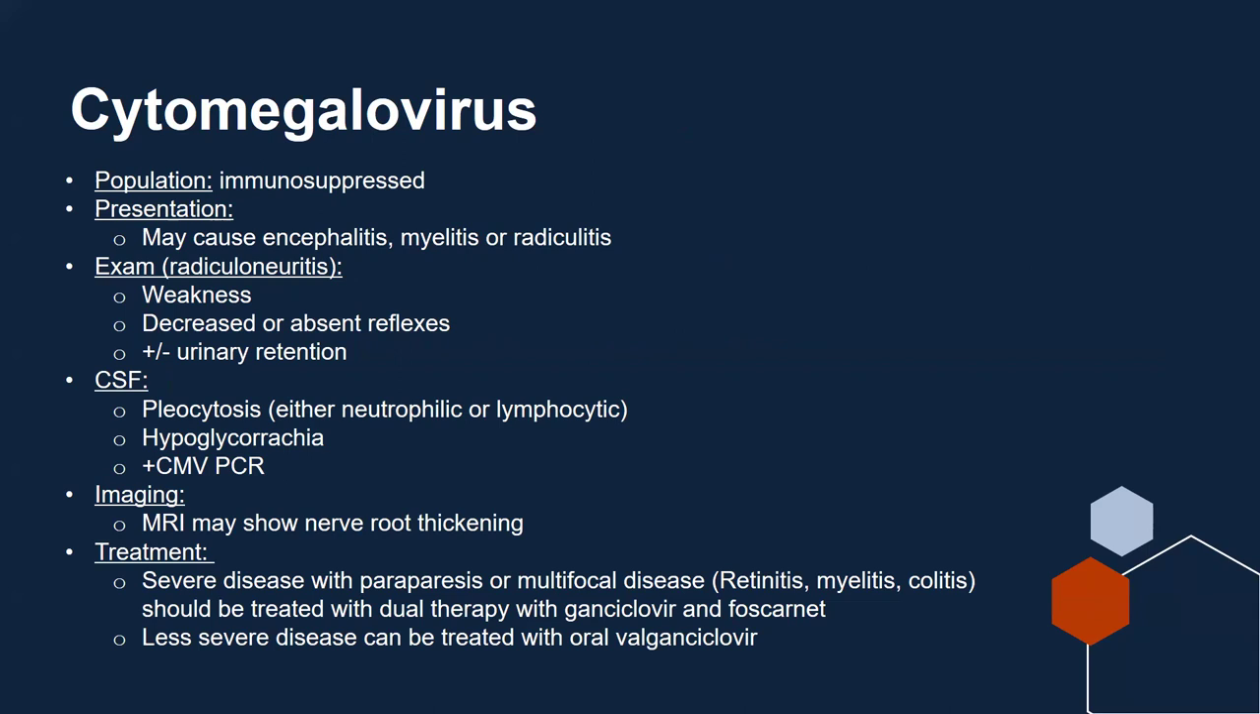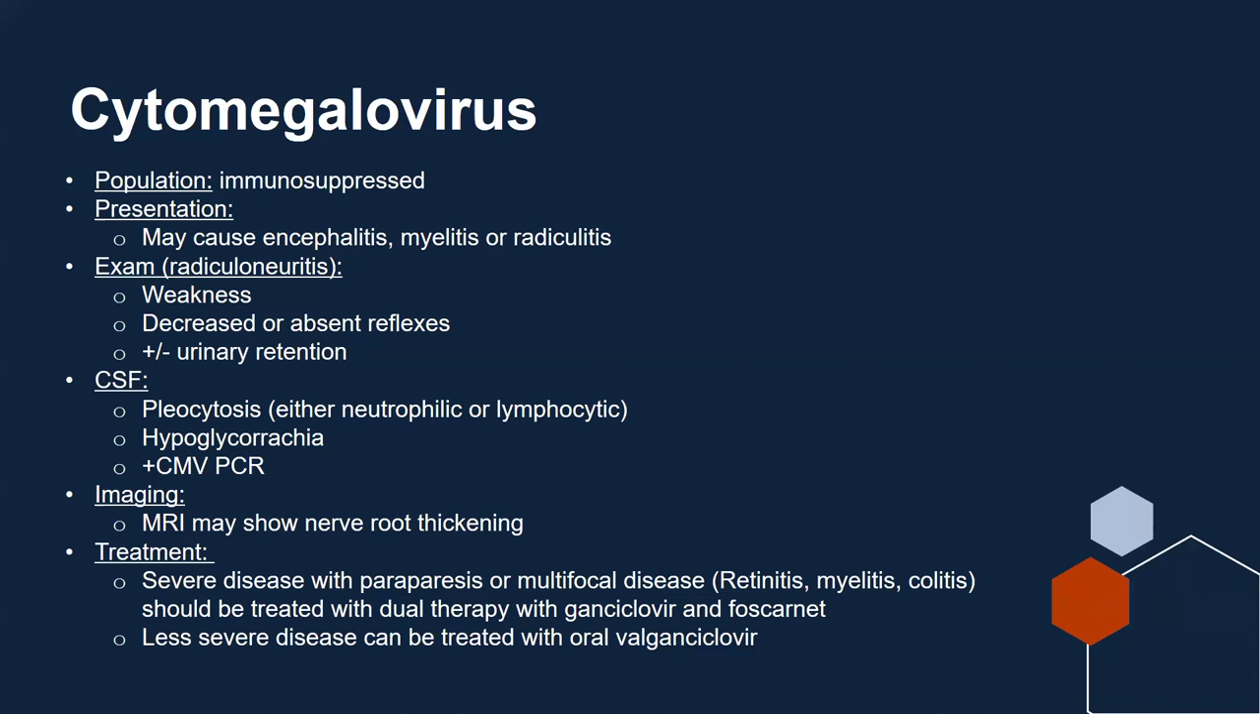Next is CMV. Typically, we don't worry about CMV infections in immunocompetent people, but in immunosuppressed patients, CMV infection can cause an encephalitis, a myelitis, or radiculitis. In terms of the symptoms associated with radiculoneuritis, patients may have weakness in a particular dermatomal distribution, decreased or absent reflexes, and they may have bowel or bladder dysfunction. CSF will typically show either a neutrophilic or a lymphocytic pleocytosis, as well as a low glucose. And if there is concern about CMV or a patient being immunocompromised, CMV PCR should be obtained from the CSF in order to confirm the diagnosis.